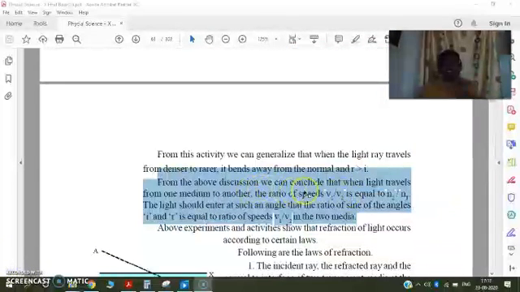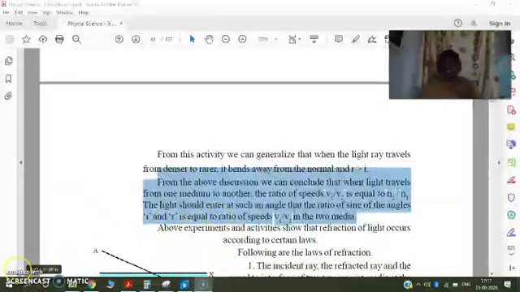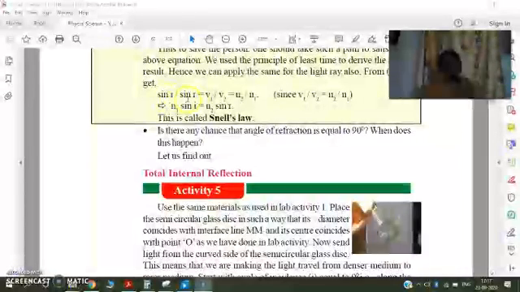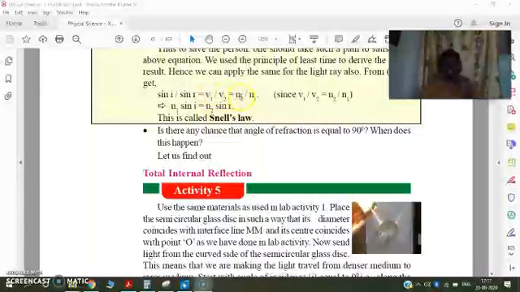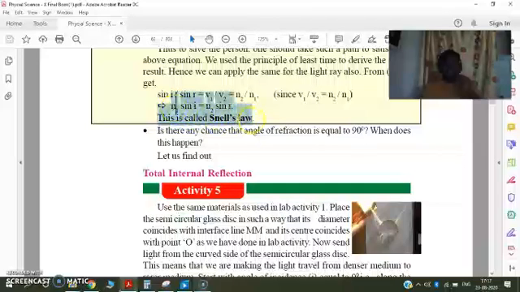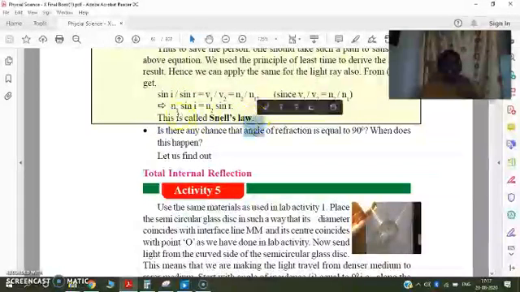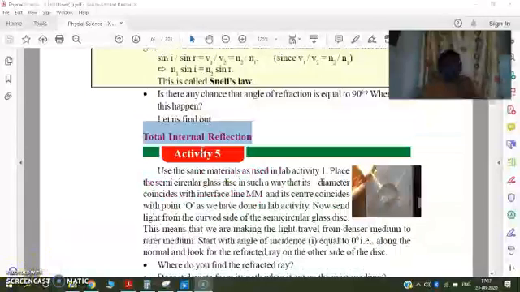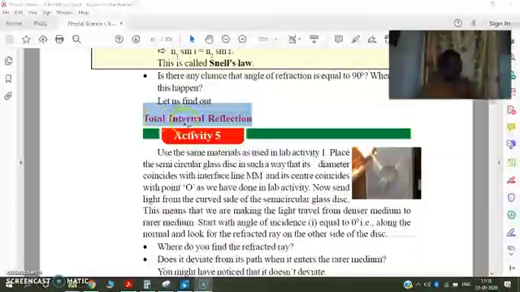Finally, by these two activities, when a light ray travels from one medium to another medium, the ratio of speeds v1 by v2 is equal to n2 by n1. In algebraic form, sin i by sin r is equal to v1 by v2, that is equal to n2 by n1. So n1 sin i is equal to n2 sin r. This is called Snell's law. Very, very important for 1 mark: write Snell's law. In the next video, I will explain total internal reflection.